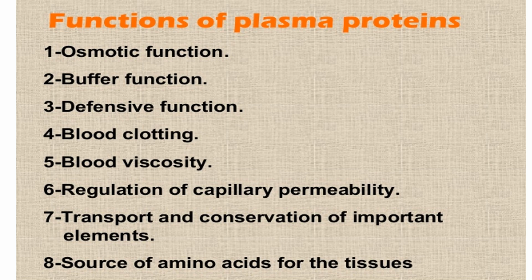And another important function is the transportation of nutrients, hormones, vitamins, and they are responsible for conservation of important elements. And most of all, they are the carriers, the means of transportation of amino acids to the tissues. Once protein is taken orally, it undergoes degradation in the GIT, and those proteins are broken down into constituent amino acids, and these amino acids are then carried by the plasma to the liver, so that the liver can synthesize those proteins which are required by the body.